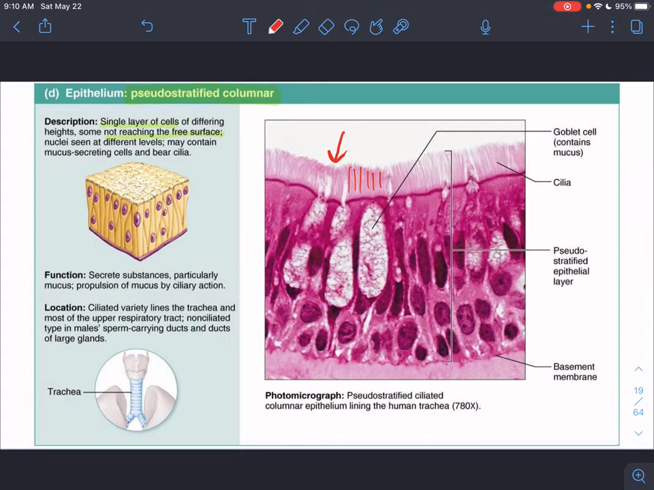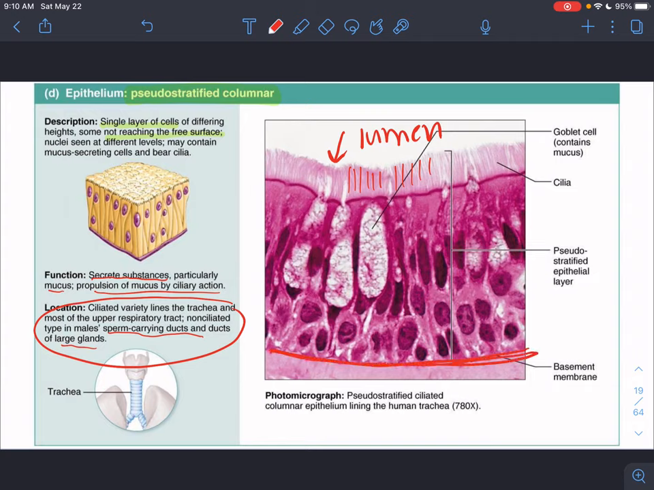Pseudostratified columnar is going to be secreting substances, particularly mucus, and propulsion of mucus by that ciliary action. Okay, so I talked about that those cilia are able to move and propel mucus along. So it's going to be a lot in the upper respiratory tract and ducts, so sperm ducts and ducts of glands propelling things through. Okay, and when you're looking at the tissue, again, remember we have a lumen on this side. This would be our basement membrane, the basal surface on the bottom.